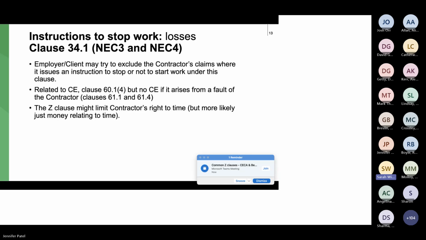But there is a trend for saying, for a Z clause to change all of these clauses to say either it isn't a compensation event, it's the contractor's risk, so no compensation event for it, no extension of time, no costs recovered by the contractor, or to water it down in some way. So just be careful about this.